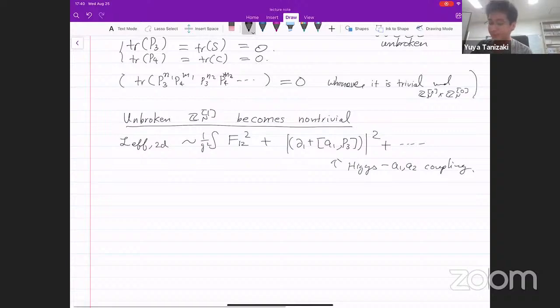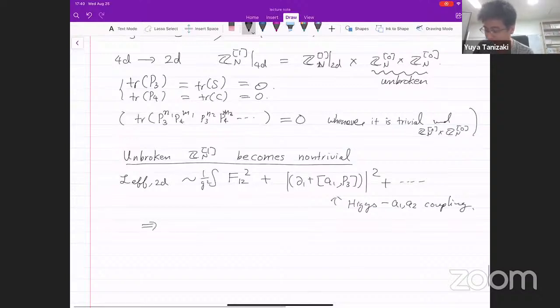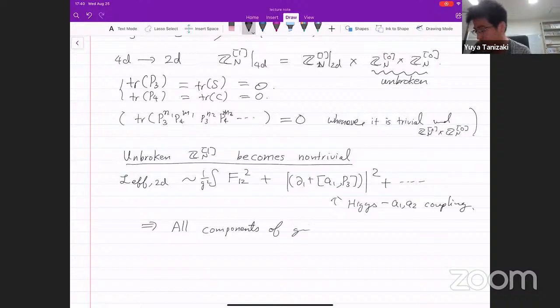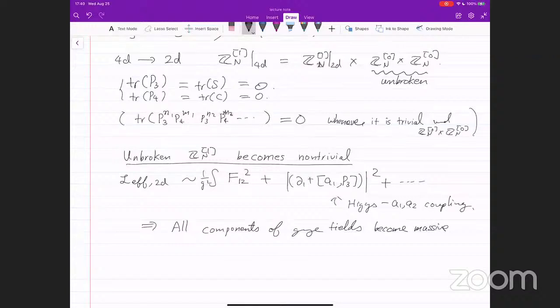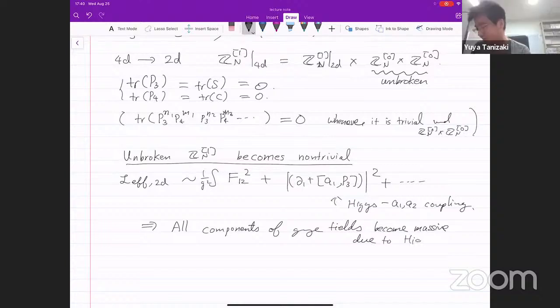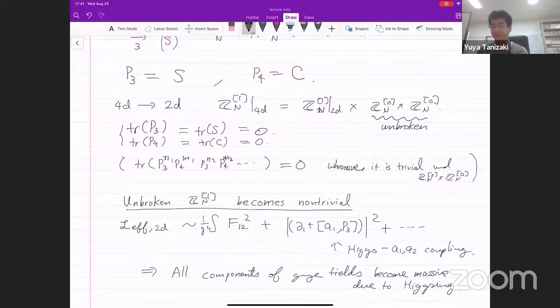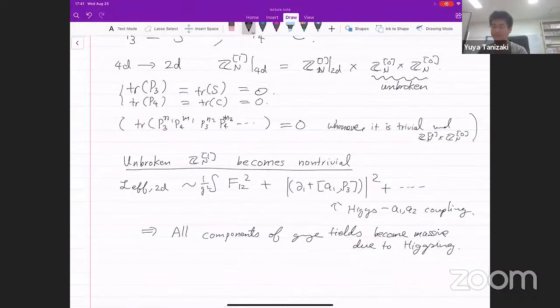And with this P3 and P4, we can prove that all massless components of the gauge field now become massive due to adjoint Higgsing. So if we only have one adjoint Higgs field, then we can maximally break SU(N) to U(1)^(N-1). But since now we have two adjoint Higgs fields with non-trivial commutation relation, then all gauge fields, not only the off-diagonal components but including the Cartan components, now become massive.